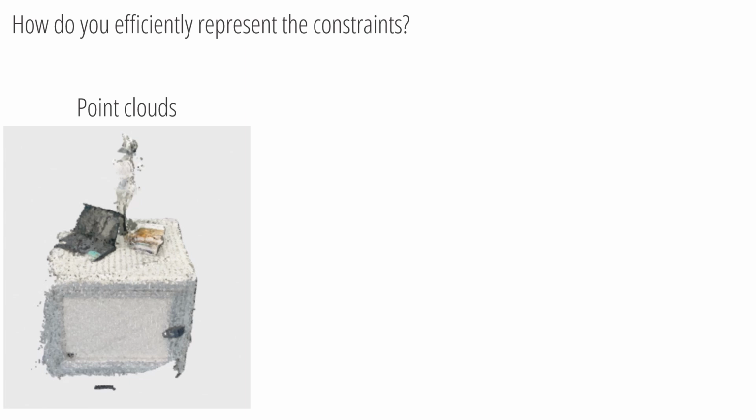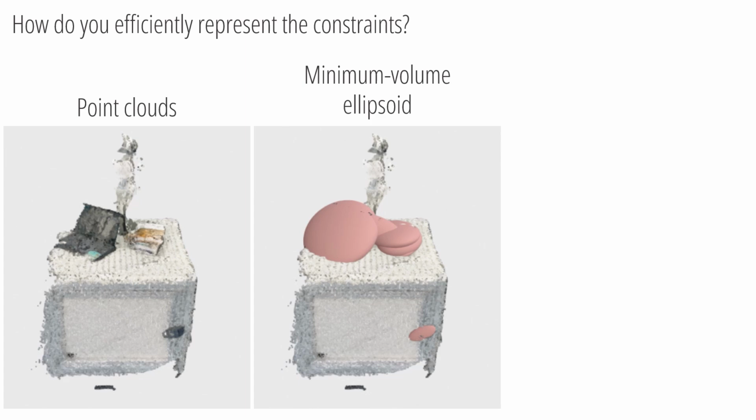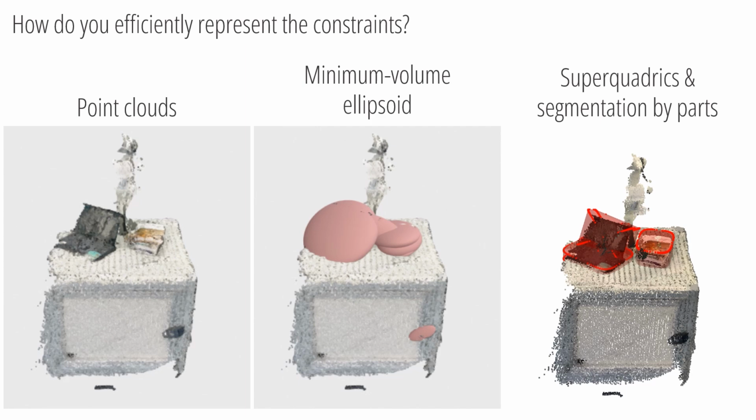Finally, we highlight that the constraints are directly extracted from real-world point cloud data. Instead of relying on an ellipsoidal fit of the point clouds, we use less conservative superquadrics in combination with segmentation by parts. In the case of a laptop, this allows us to fit two superquadrics to get an even tighter approximation.